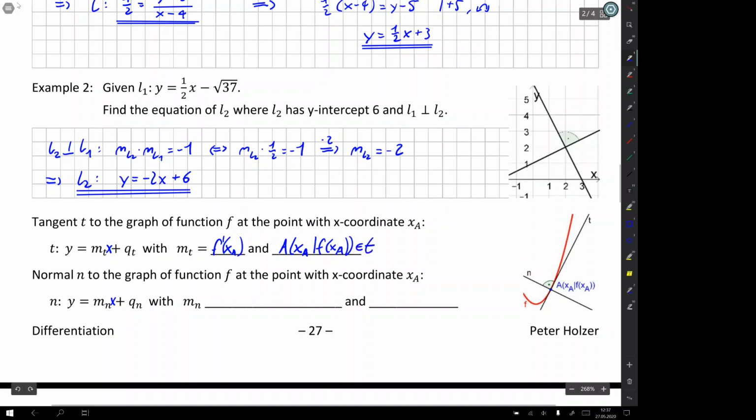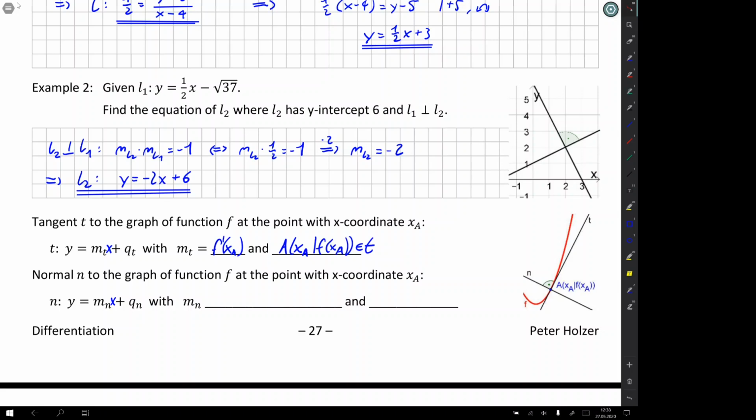So if the function f is given, and we are looking at a specific x value, for example x equals 7, and we're looking for the tangent, we can find f dash of 7, so we have the gradient, and we can find the point 7, f of 7, and we know we have a point on the tangent. That's all that we need to find the equation of the tangent. Very similarly, we can find the normal.